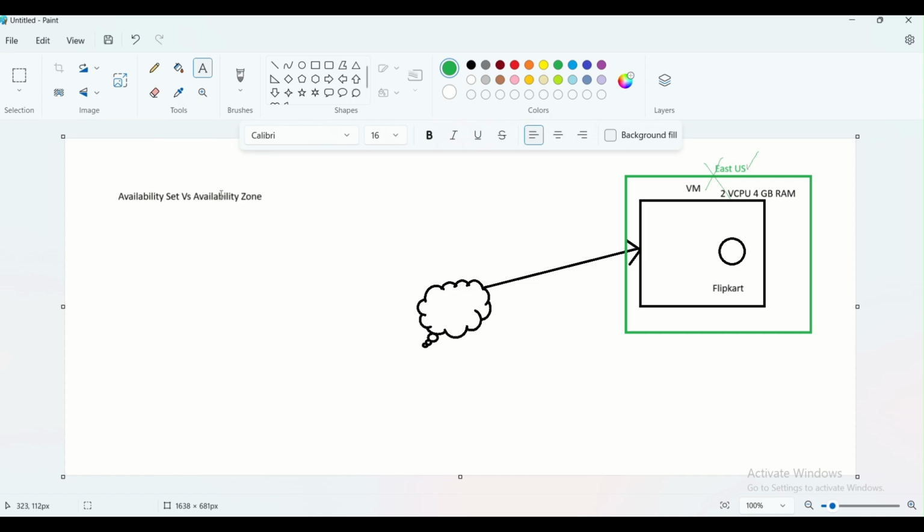First we'll discuss availability zone, and then we'll come to availability set. So for example, you kept your server in East US region and you have the VM here. While creating the VM itself, it is asking, do you want me to utilize availability zone or availability set for this VM? What is meant by it? If we consider availability zone, what exactly will it do?